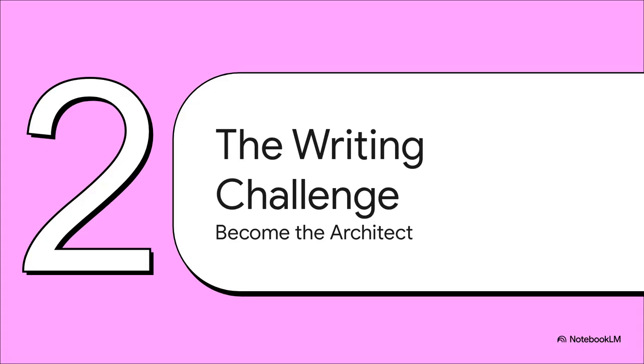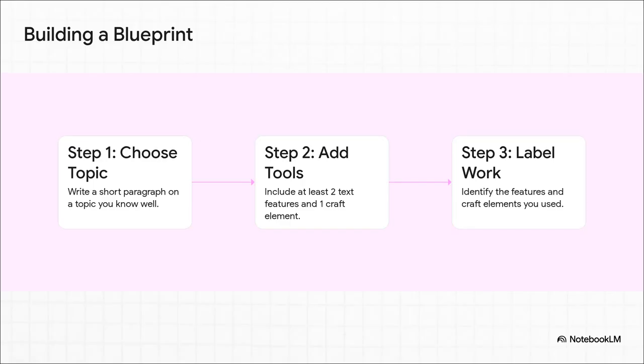So, once a student can identify the tools, what's the next logical step? Well, it's time to use them. And that brings us to the next section, where the lesson asks the student to become the architect themselves. The assignment is pretty straightforward, but it's also really smart. First, pick a topic. Second, write a short paragraph that intentionally uses at least 2 structural features and 1 craft element. And then, this is the crucial part, step 3, label your work. This really drills home that idea of conscious design. You're not just writing, you're building, and you need to know every part of your creation.